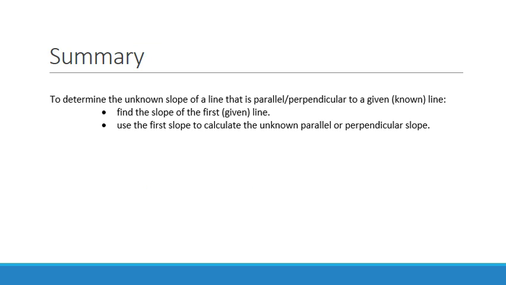So in summary for this, to determine the unknown slope of a line that's parallel or perpendicular to a given line, find the slope of the first or given line, and then use that first slope to calculate the unknown parallel or perpendicular slope.